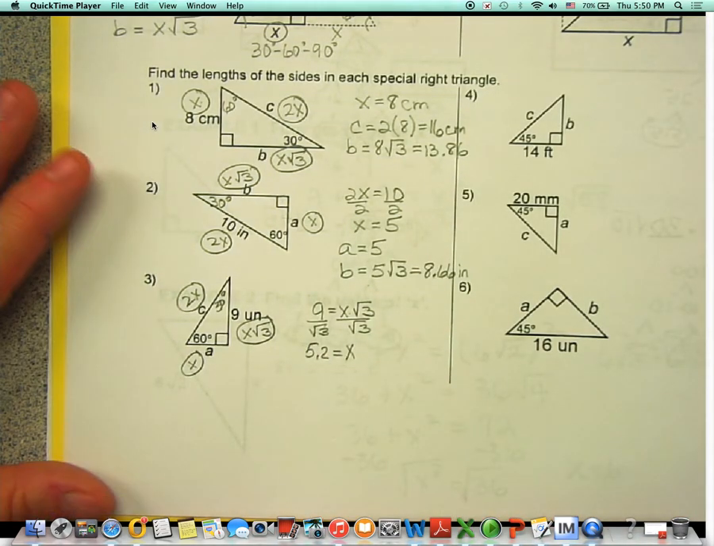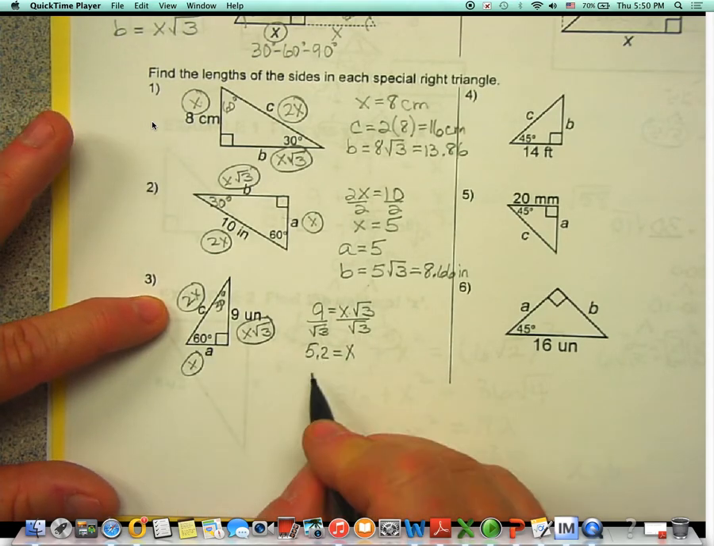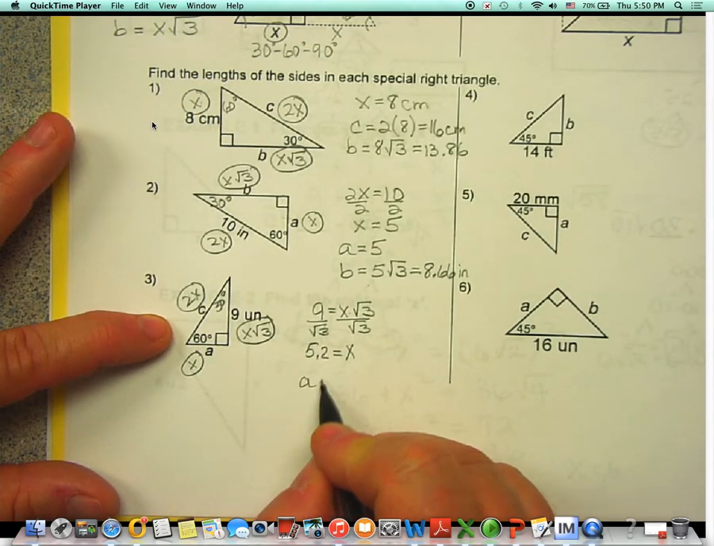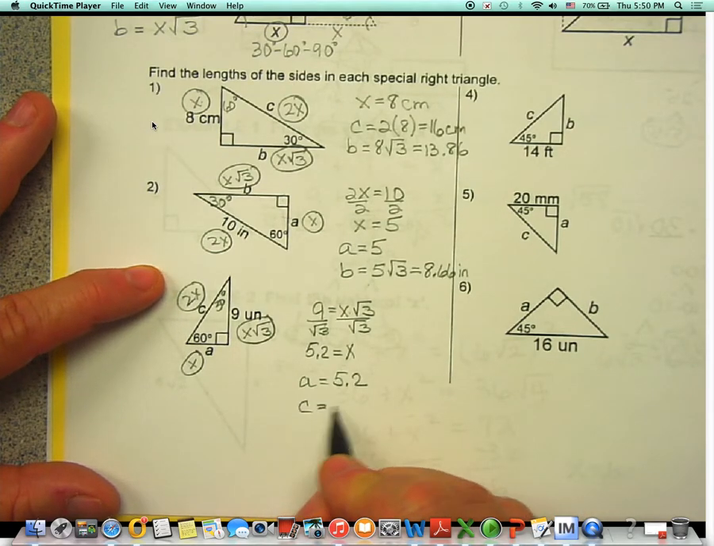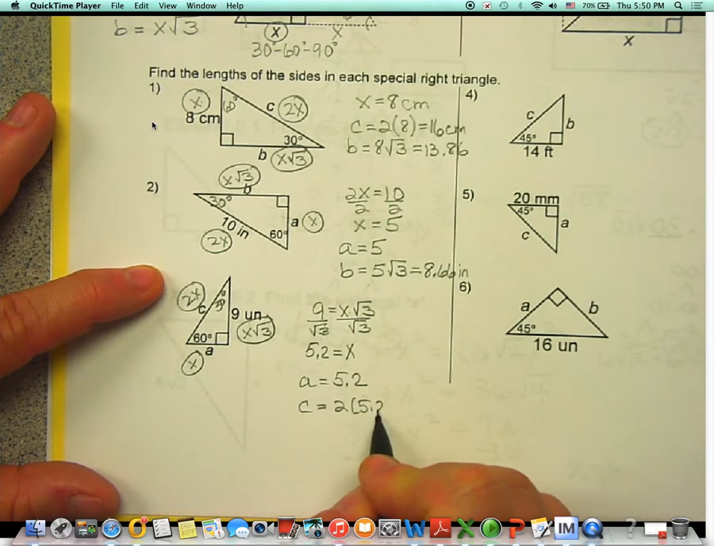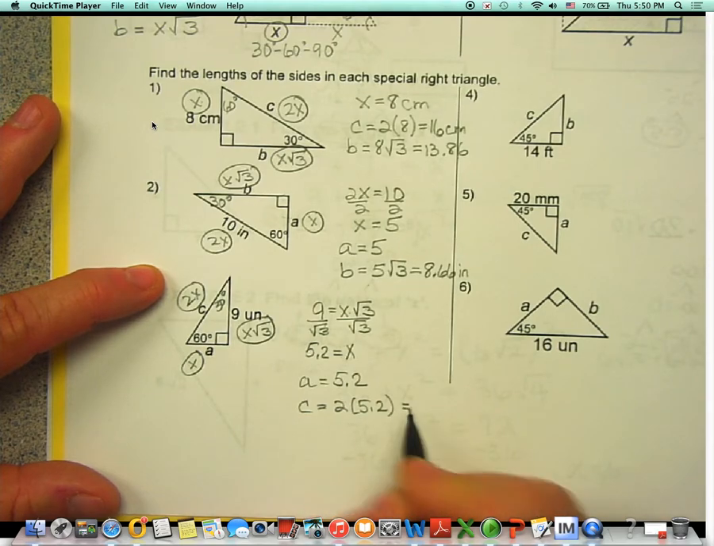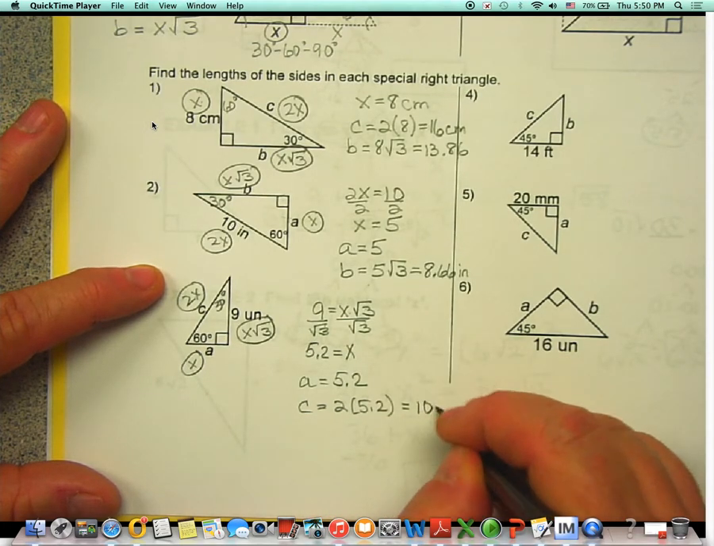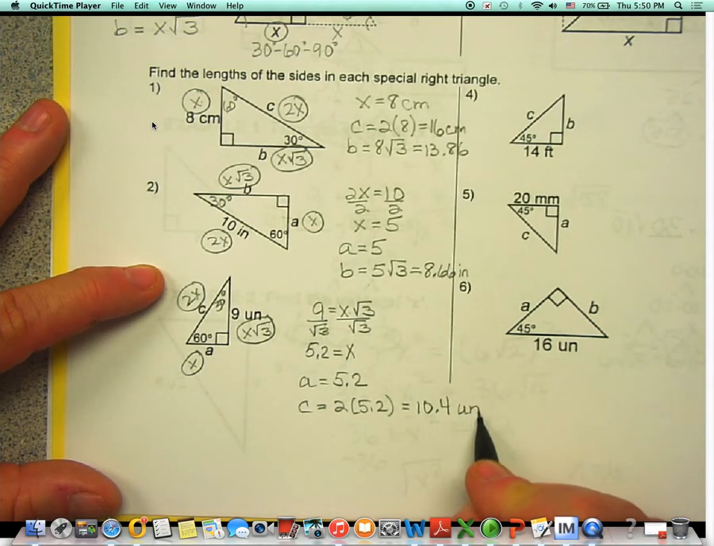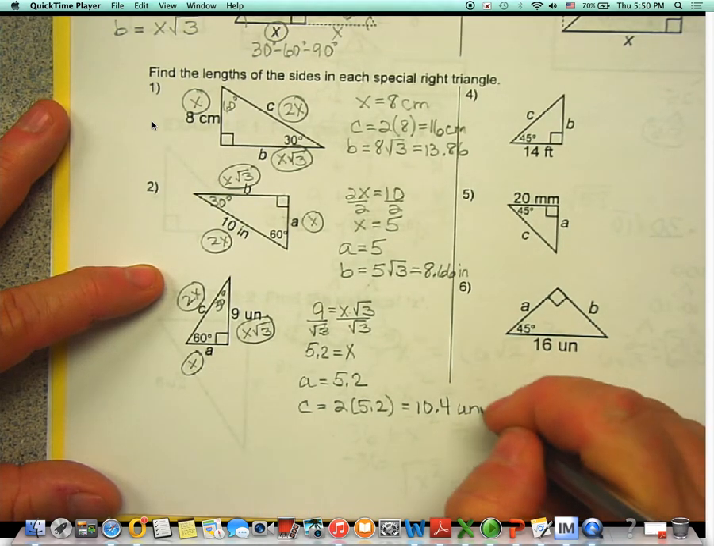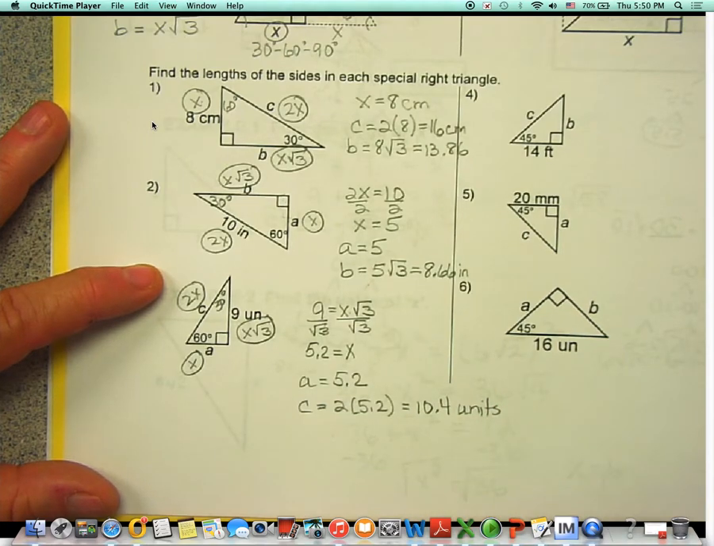If x is 5.2, then we can find a, that's 5.2, and then we can find c, which would be 2 times 5.2, and that would equal 10.4. This doesn't have units, it just says UN, and that's just talking about units. So it's 10.4 units.